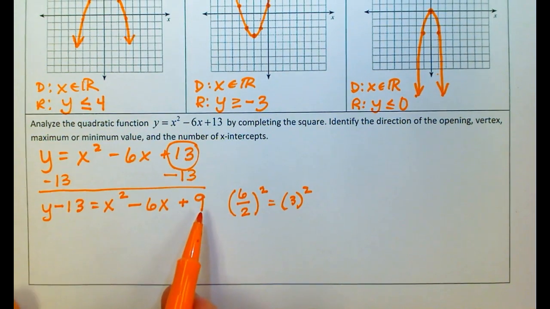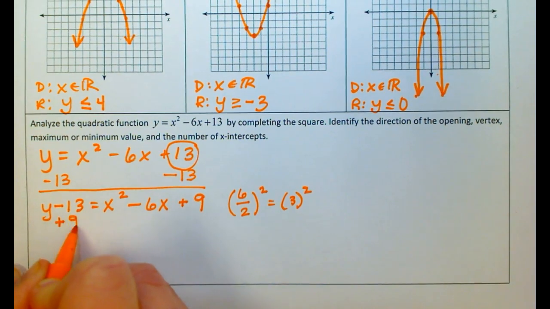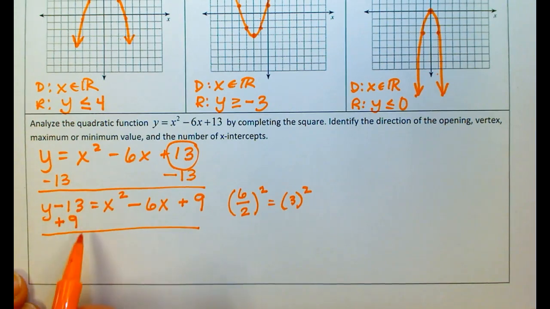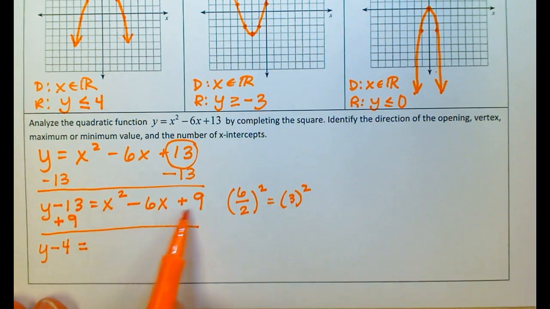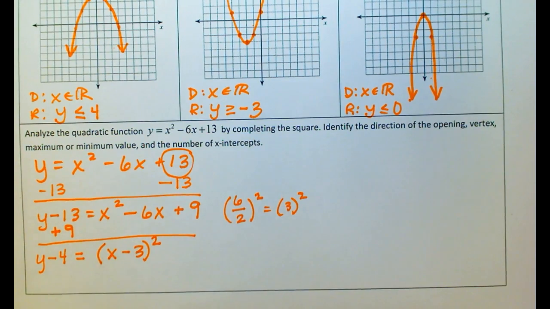But just like we completed the square yesterday, if we add 9 to this side, we also have to add 9 to the other side to keep our equation equivalent. I'm going to rewrite this. Well, negative 13 plus 9 is negative 4. So y minus 4 equals, and I'm going to write my perfect square trinomial as the square of a binomial. Multiplying to 9 but adding to negative 6, this is my x minus 3 and x minus 3. So I rewrite this as x minus 3 squared.